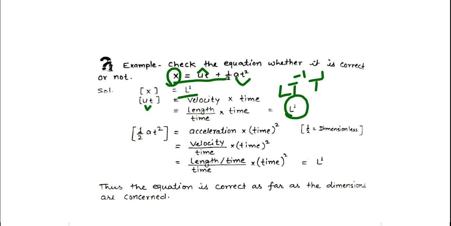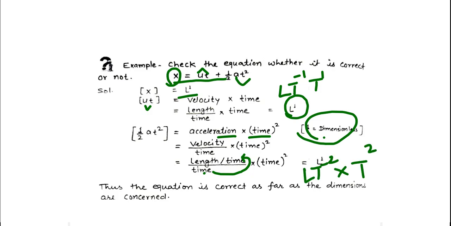Now what is half at square? That is acceleration multiplied by time square. Half is a dimensionless quantity. Now acceleration is again velocity divided by time. Velocity is length by time, into time square. The time by time gets cancelled, and that will become L T to the power of negative 2. Again it is multiplied with T to the power of 2. It will get cancelled. You are getting L only.